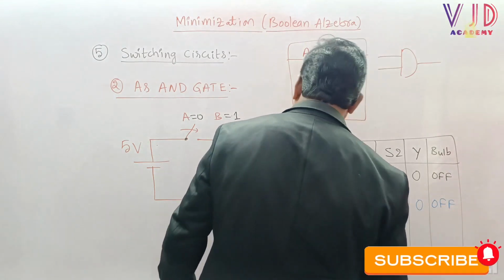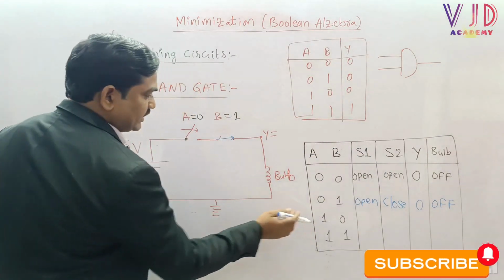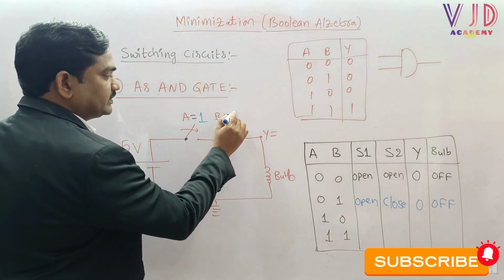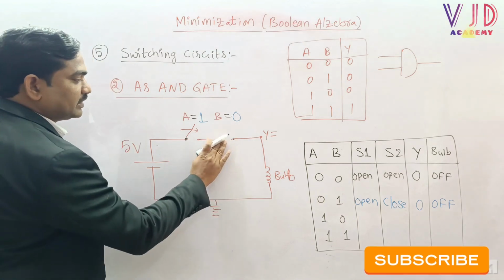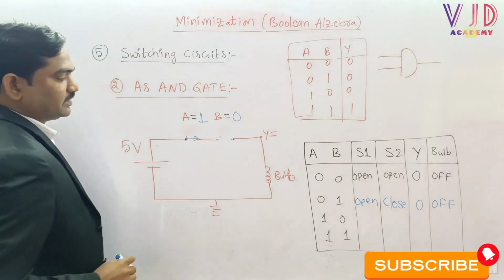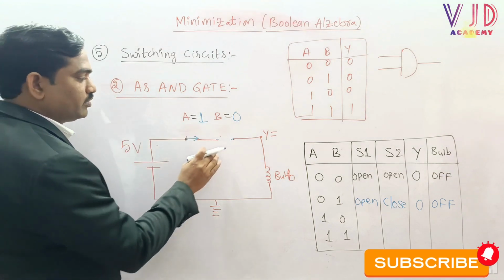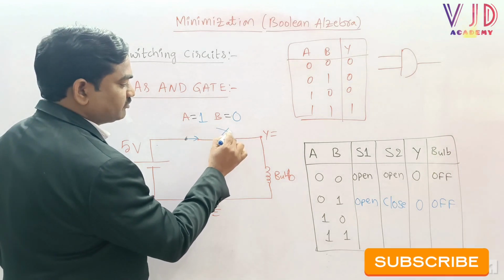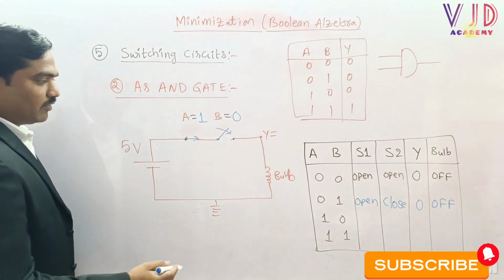And now coming to the third case, here A equal to 1 and B equal to 0. What will happen, sir? Because A equal to 1, we can say that there is a connection established between the input node and the output node. But coming to B, because B is 0, the switch will be open.